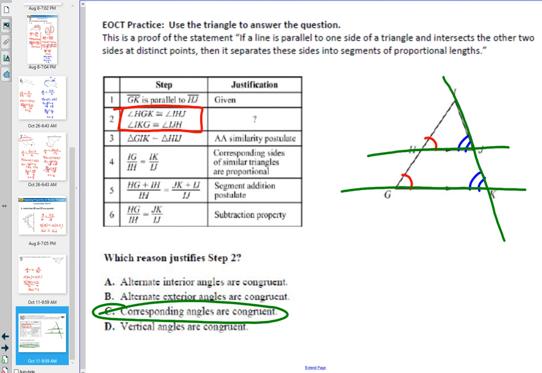Any questions there? All right, so we got 10 minutes left. Let's at least start the trapezoid packet. Let's see how much we can get through, and then maybe on Monday we can at least get one Kahoot in.